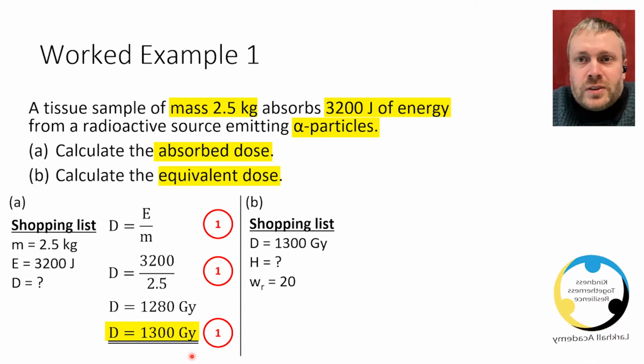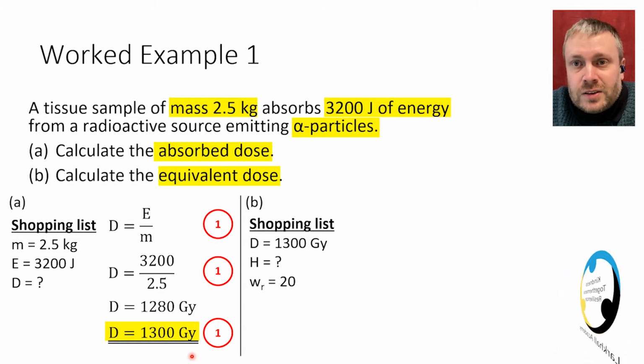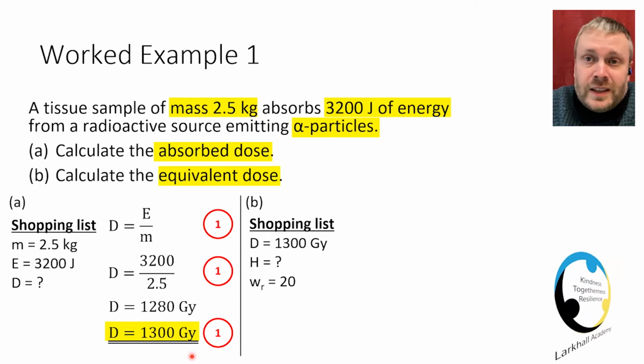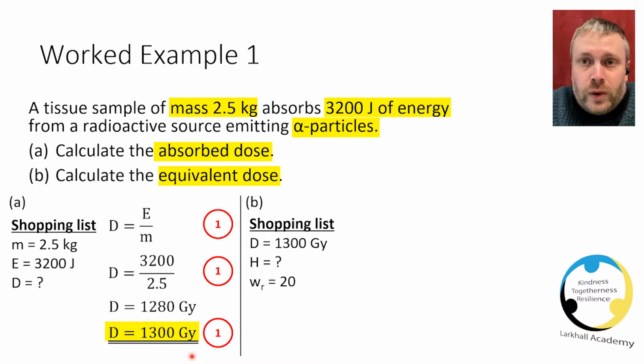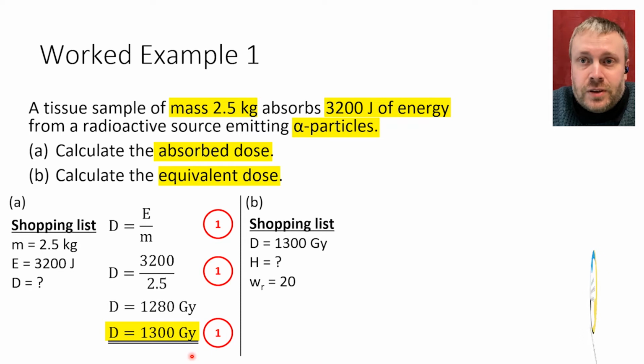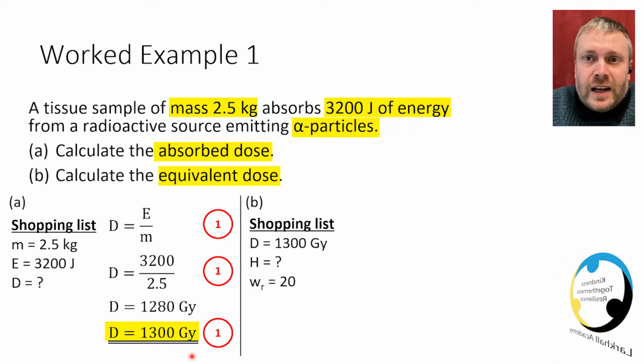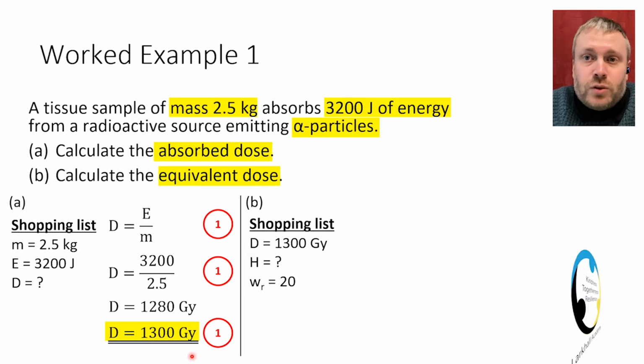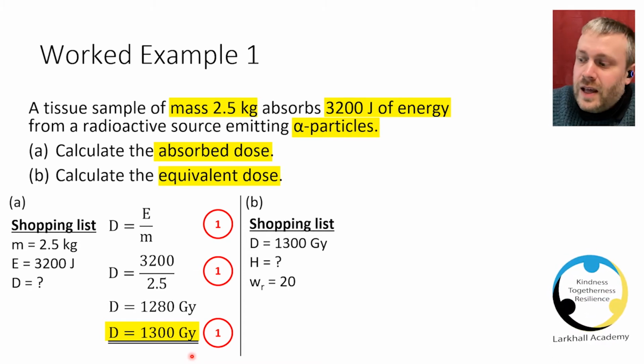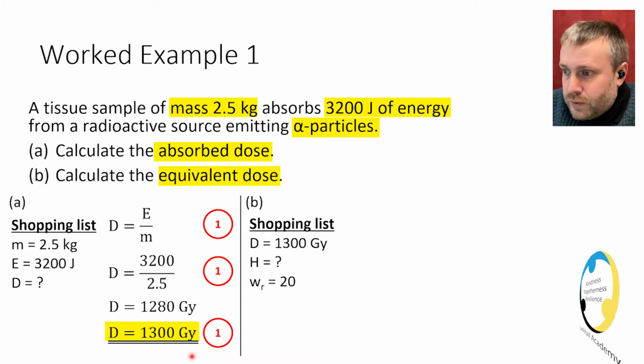Now, if you find yourself sitting there in front of a question and it doesn't give you the radiation weighting factor, but it tells you the type of particle, what you can quite often do is go and look at your data sheet at the front of the question booklet or the test or wherever you're doing this, and that actually has a set of radiation weighting factors for some common types of radiation.